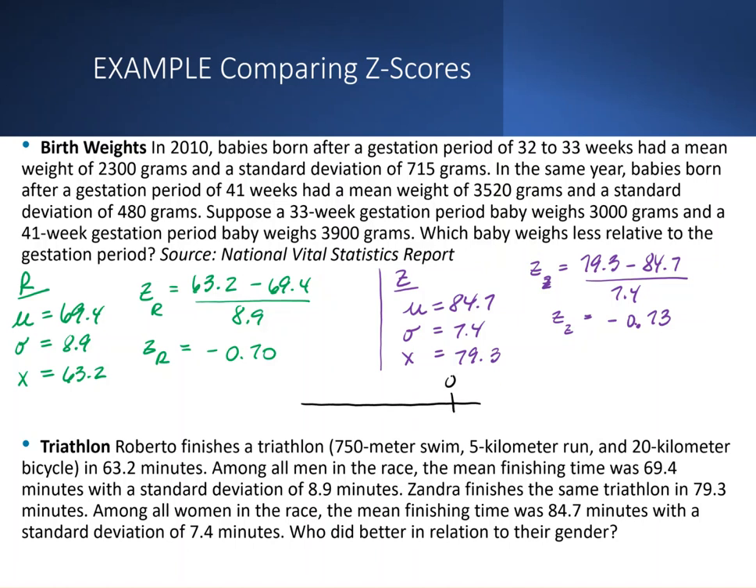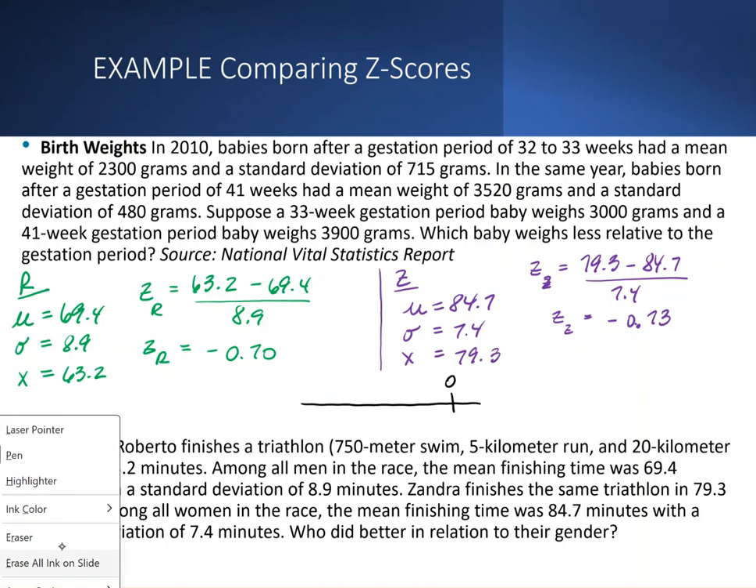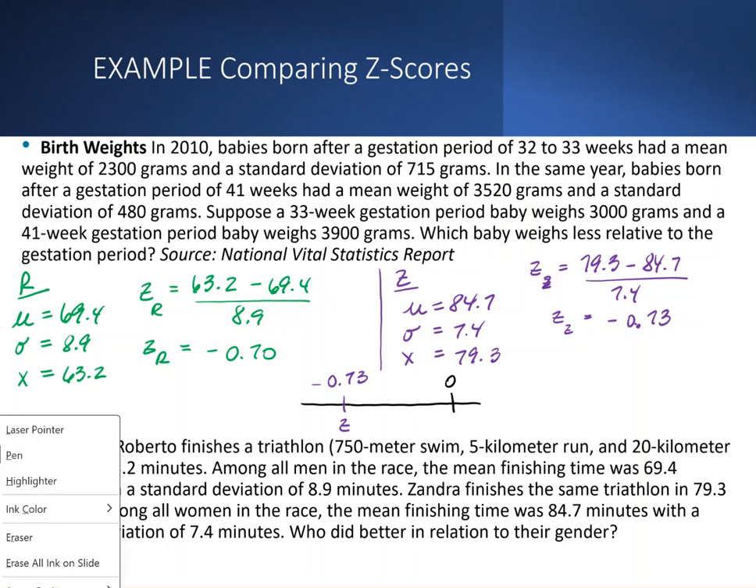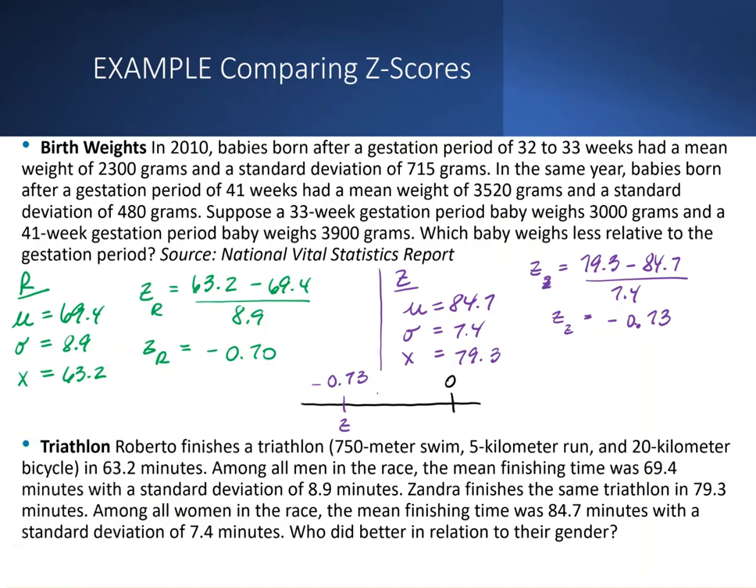We're talking about z-scores. So here I have 0. And I'm going to put Xandra on my number line here. She's all the way over here at negative 0.73. That's Xandra. And then we have Roberto. Well, he's here at negative 0.7. So technically, Xandra is the one who ran faster than Roberto did relative to their gender. So this is kind of a tricky one. Hopefully, though, you see how you're supposed to calculate z-scores and then compare them to other sets.